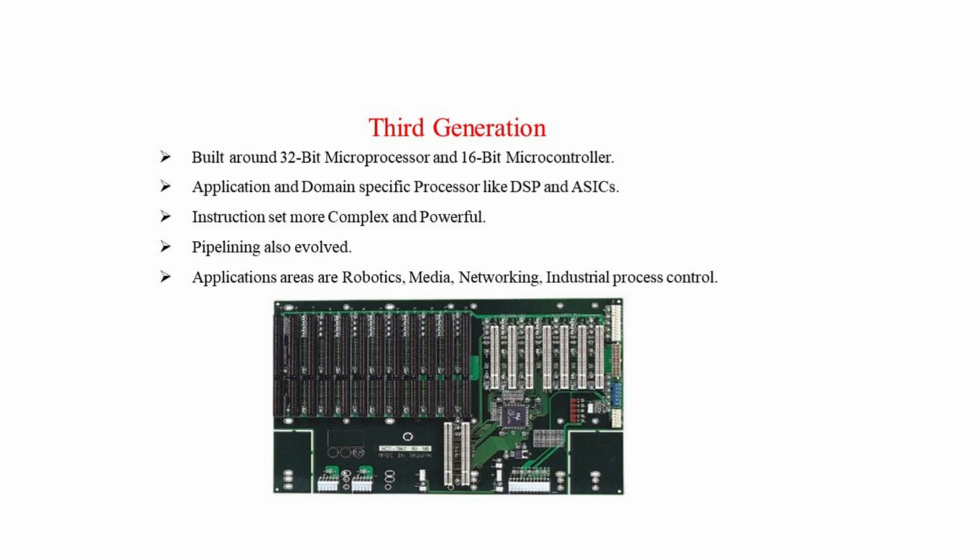Then we have application areas of this third generation embedded systems, which include robotics, media, networking, industrial process control, and many more. Here we can see from the diagram a printed circuit board. There multiple slots have been given for interfacing ICs or a few external devices. Along with that you have a few ICs which are embedded or integrated on it, and then a few capacitors, resistors and switches you can see there.